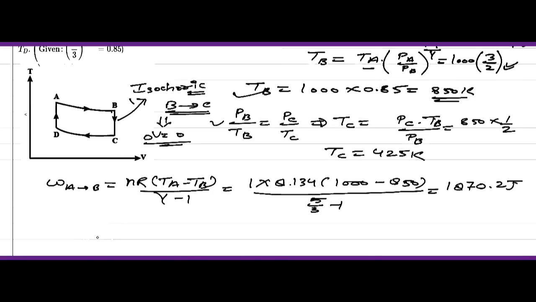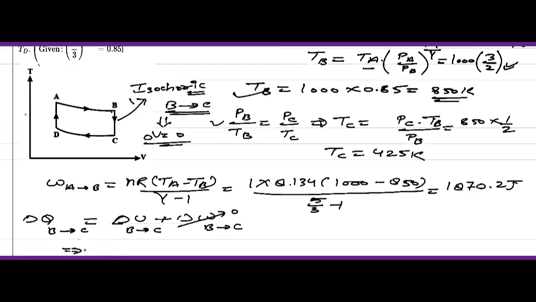Okay. After this, if we find delta Q in process BC, we can say that it is delta U plus delta W. This is the first law of thermodynamics. So delta U from the B to C process and delta W from the B to C process. And in the B to C process, work done will be 0 because the change in volume is equal to 0. That is an isochoric process.